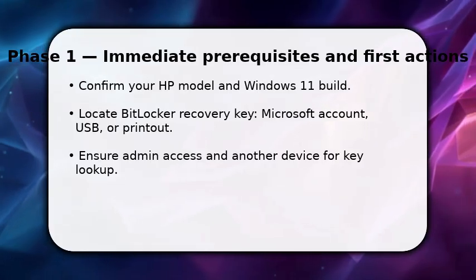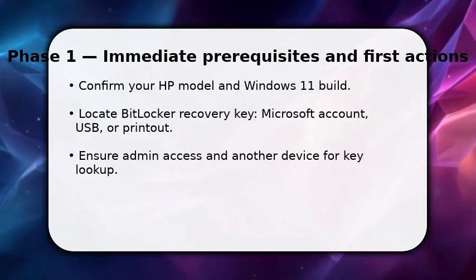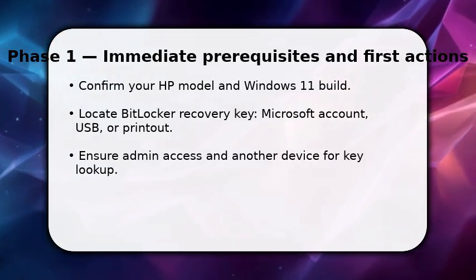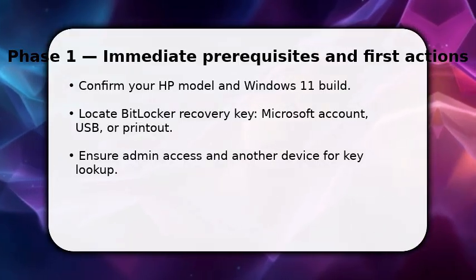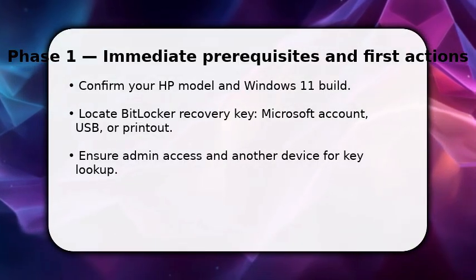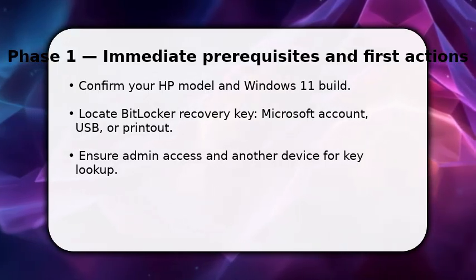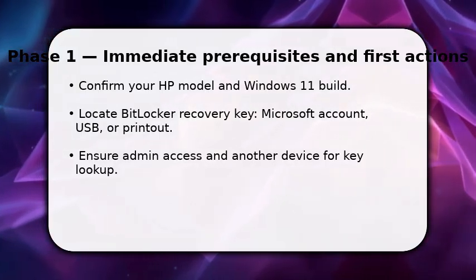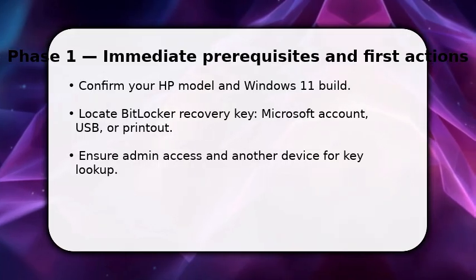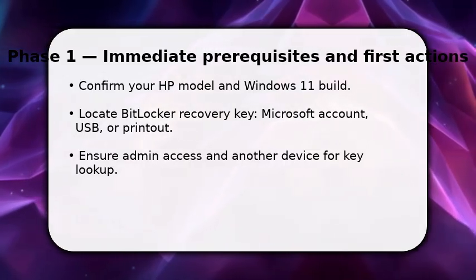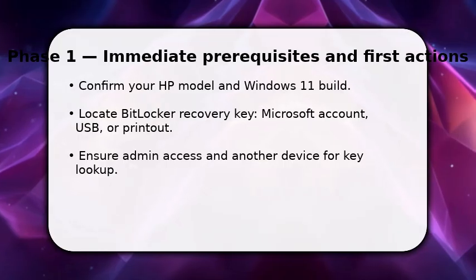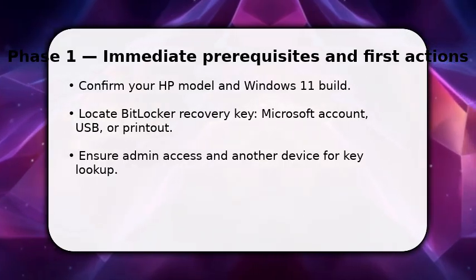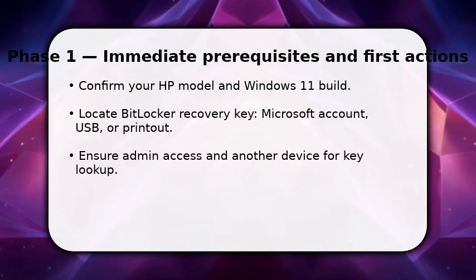You start by confirming the HP model and the exact Windows 11 build so you know firmware quirks. Next, locate the BitLocker recovery key in your Microsoft account, on a USB drive, or a printed copy. This is essential. If you don't have it, pause and use another device to sign into your Microsoft account. Make sure you have administrator access to the laptop. Once done, power on the HP and enter the recovery screen to be ready for the next steps.